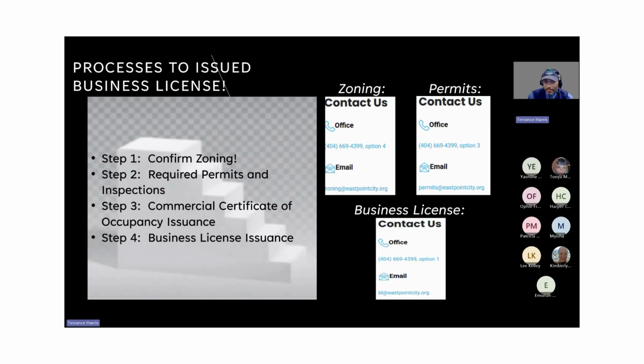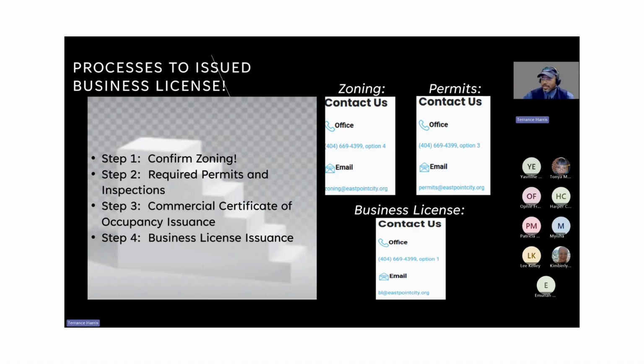Lastly, after you get your certificate of occupancy, then you get down to the business license process. That's where you reach out to us. You'll submit it either via the portal or via email, and you will definitely be talking with our business license coordinator. But let's say you've confirmed with zoning that your use is allowed and you don't have to do any permits. Then you would go to your commercial certificate of occupancy process first.